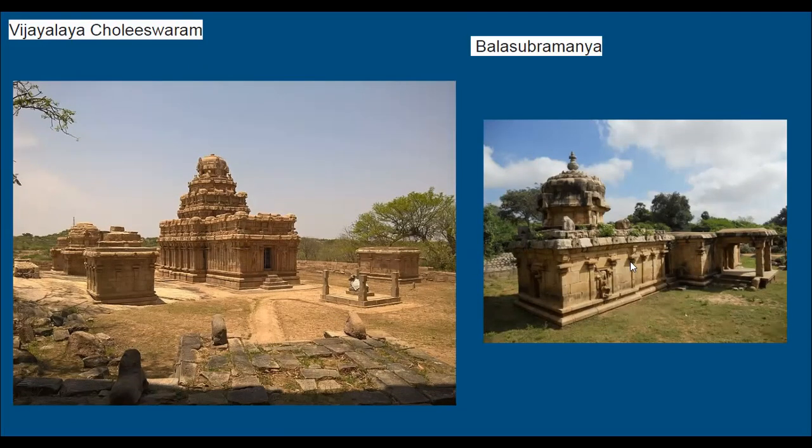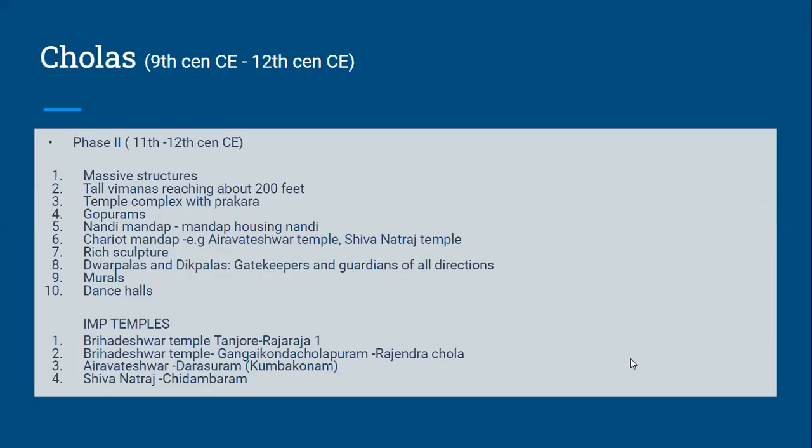Second one, you can see Balasubramaniam temple. Again, you can find over here, it is not that grandiose. It's simple in its architecture. So this is the phase one of Chola temple architecture. Now we'll move to the peak phase of Chola temple architecture. That is the phase two.